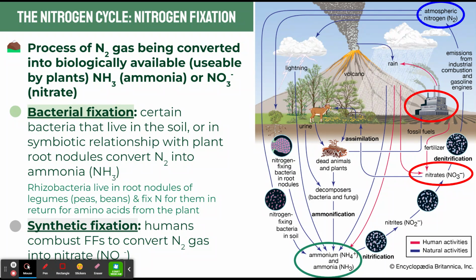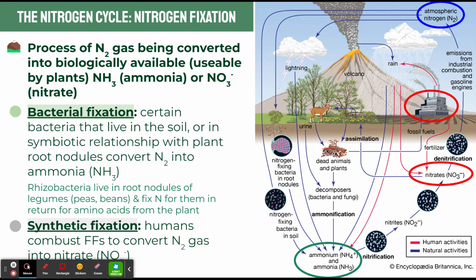These nitrogen-fixing bacteria don't breathe in oxygen or carbon dioxide. Instead, they take in nitrogen, and they convert that nitrogen into ammonia. So this would be a great symbiotic relationship to talk about on the AP exam. It's also a favorite one that the exam likes to discuss. These rhizobacteria live in the root nodules of legumes, which are beans and peas, and they fix nitrogen for the plants in return for the amino acids generated by the plant. So it's a nice symbiotic relationship.